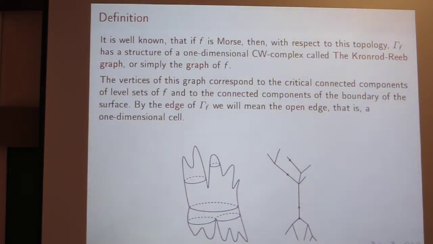The vertices of this graph correspond to the critical connected components of the level sets and to the connected components of the boundary of the surface. By an edge of gamma F, we will mean an open edge, that is, a one-dimensional cell. On the picture you can see some illustration.